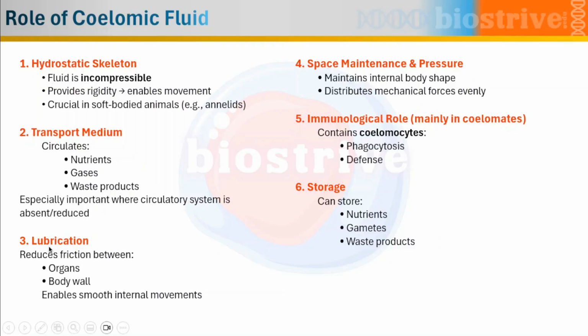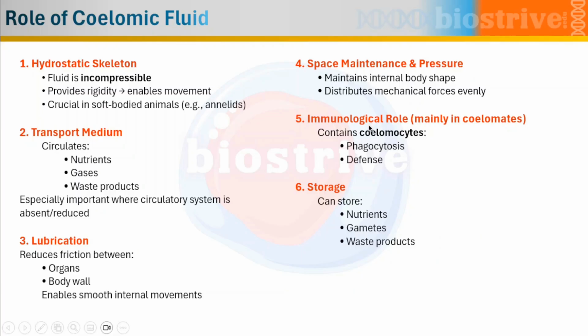There is a function of lubrication which will reduce the friction among various organ systems, between organ and organ, between organ and gut wall, between organ and body wall, and it will enable the smooth internal movements of that organism as well. It will maintain the internal body space and distribute the mechanical forces acting on that organism, because the organism has to move into various places within its habitat.